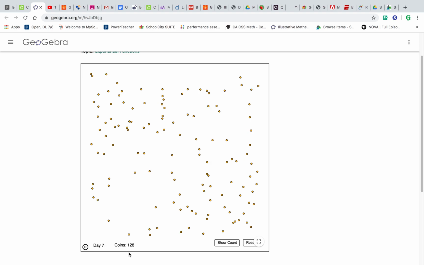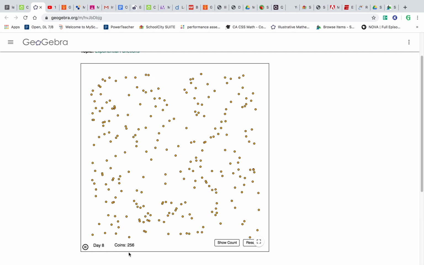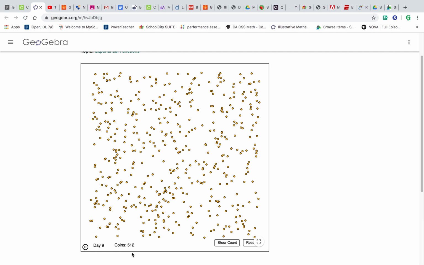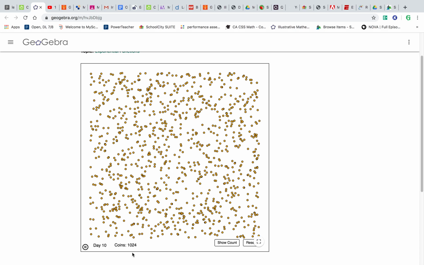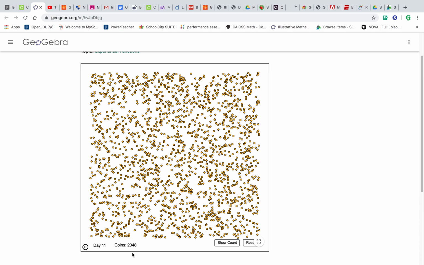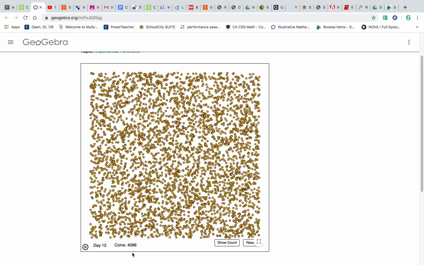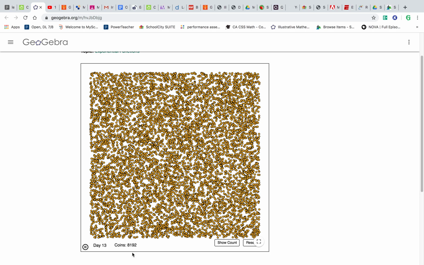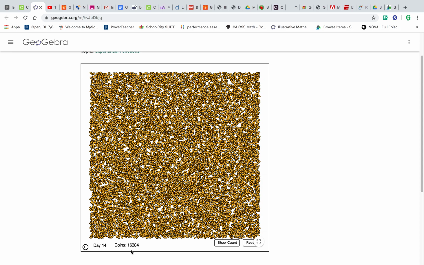There's a lot more coming on, right? 128, right? You can see there's lots of coins. This is still just $256, $512, but watch how rapidly it climbs. Over 1,000 right there. Over 2,000 right there. Over 4,000, right? It keeps doubling. Over 8,000. Over 16,000. You can see it's going to start to slow down because there's so many coins.